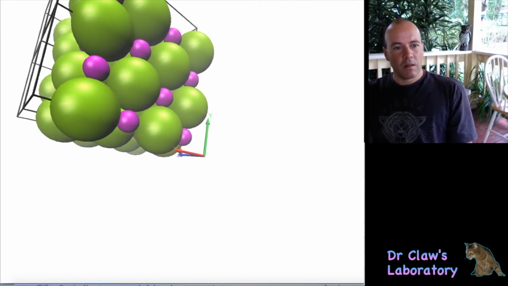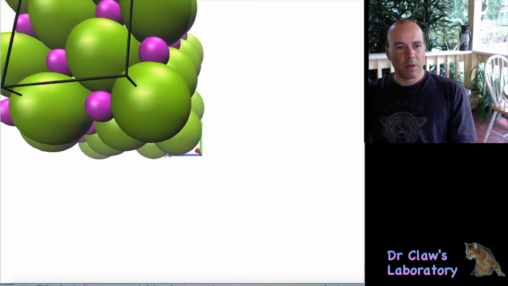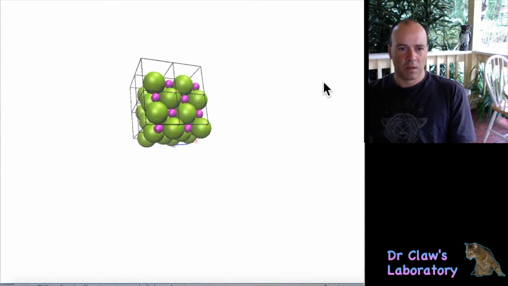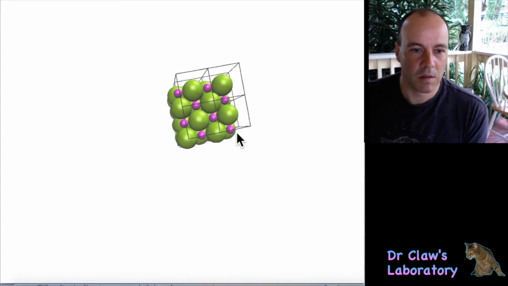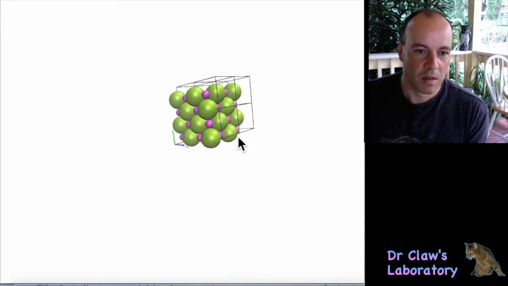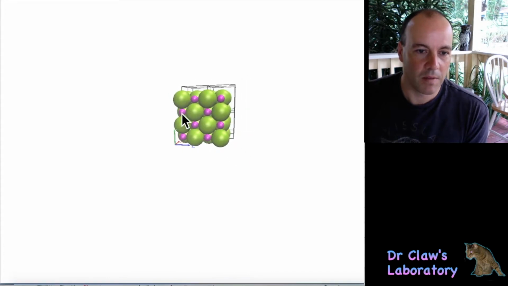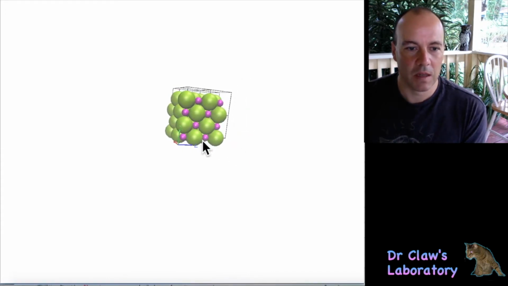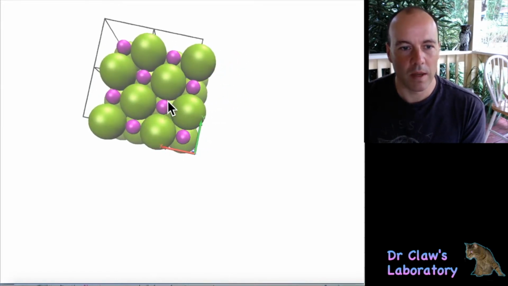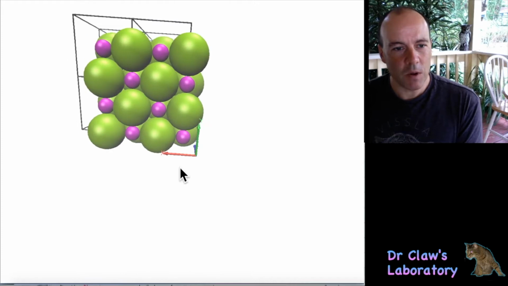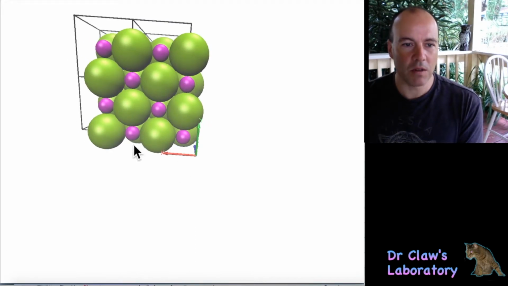You see that face-centered arrangement? So you see there's the face-centered arrangement of the sodiums. There's 1 at each corner and then 1 in the middle of the face. But you know what? If you look at these sodium cations, then look at the chloride anions, it looks like the chloride anions also have that arrangement.